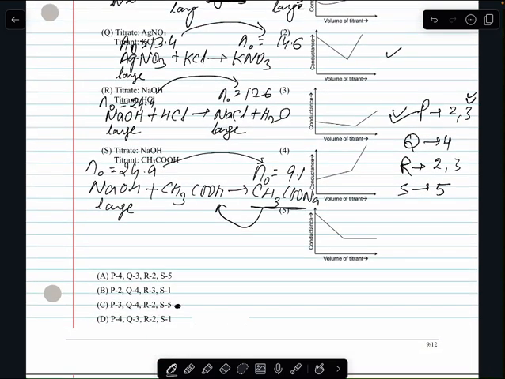Now let's see which option is there. So P can be 2 or 3, B and C, and S will be 5. So option number C is the correct answer.